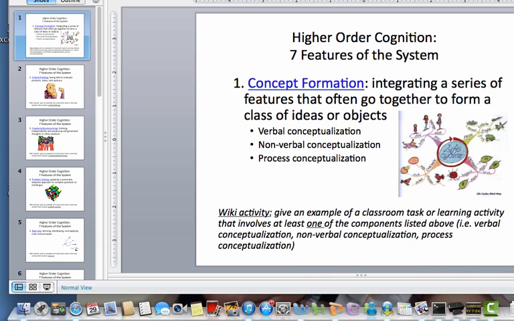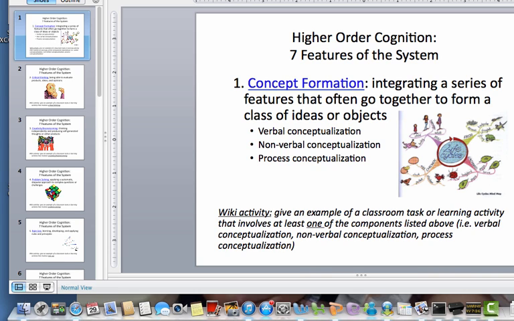These slides will go in depth regarding the 7 features of the system of higher order cognition. These slides are also intended to accompany an assignment for this week that you'll find on the Moodle page called 7 Features of the System. I'll go through each of these slides and talk about the features shown, and then after you've listened to this mini lecture, you can go back and use each of these slides as the basis for completing one of the components of the 7 features of the system activity on the Moodle page.